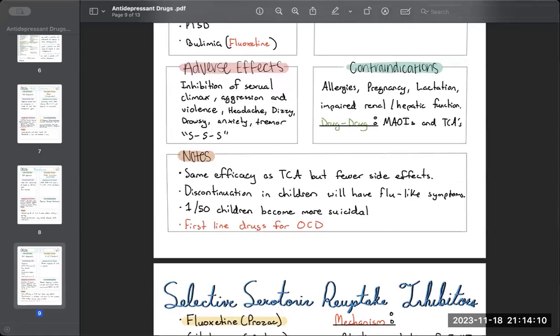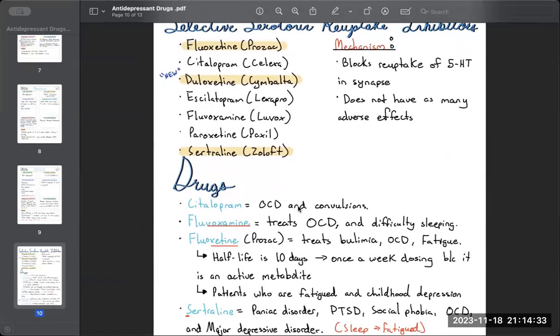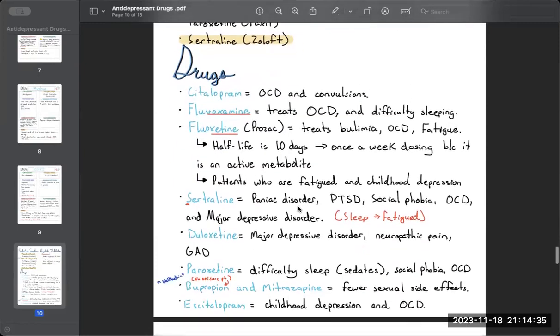So a good tip for you to remember is that pretty much with any of these antidepressants, don't take them together. So no MAOIs, no TCAs when you're taking these SSRIs. Like I said, examples of SSRIs: fluoxetine, citalopram. Like I said, -lopram is another ending for those SSRIs. Duloxetine, escitalopram, fluvoxamine, paroxetine, sertraline. Okay? And they don't have as many adverse effects.